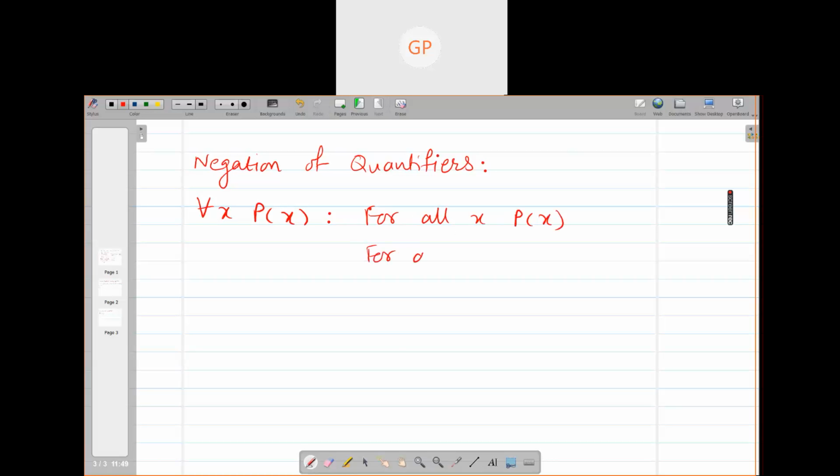Means for each and every value of x, right? For each and every value of x. Okay, so what should be negation of this? How will you write negation of this? What should be negation of for all? When you say for all, it is for each and every value of x. Negation of that would be for some.